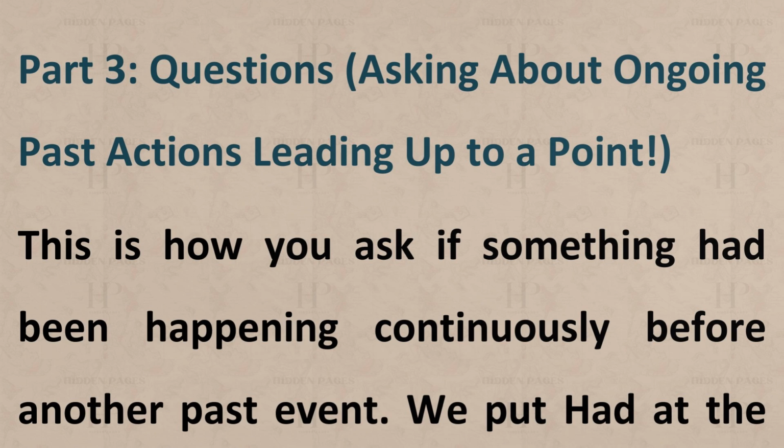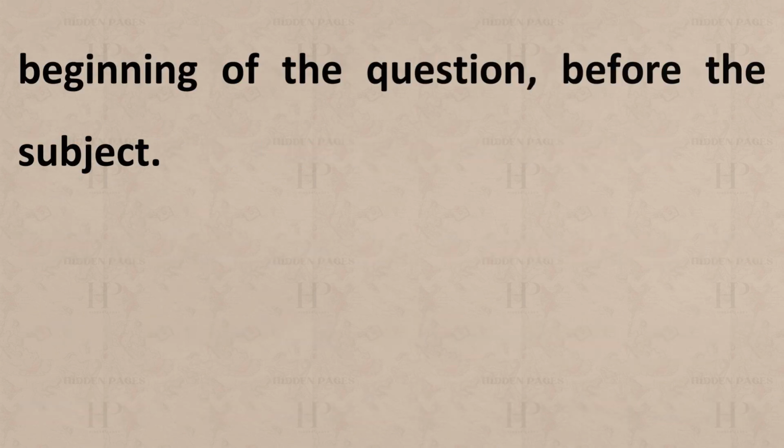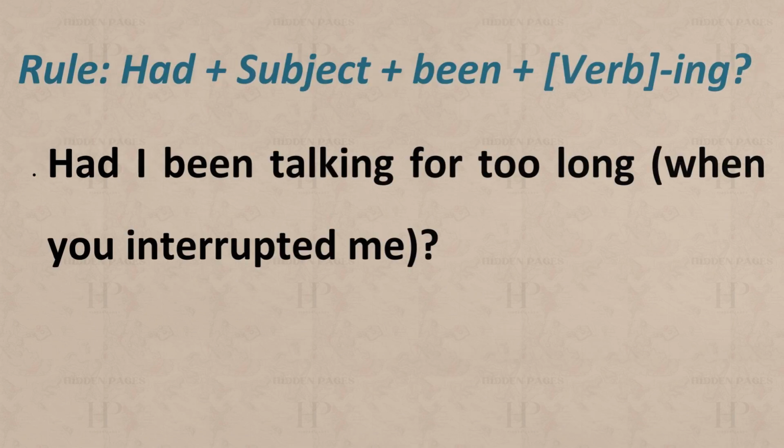Part 3. Questions. Asking about ongoing past actions leading up to a point. This is how you ask if something had been happening continuously before another past event. We put had at the beginning of the question before the subject. Rule. Had plus subject plus been plus verb-ing?